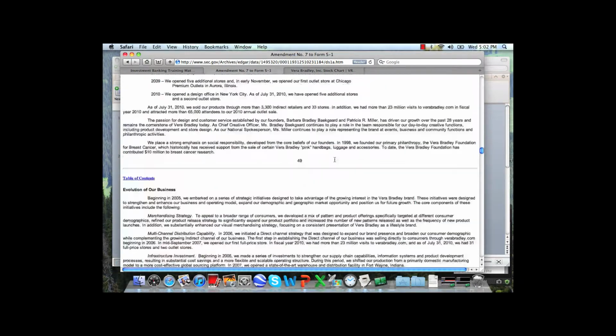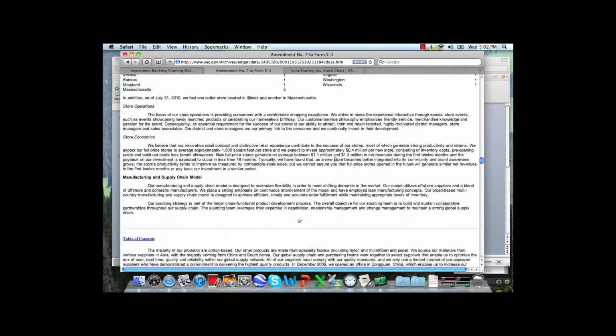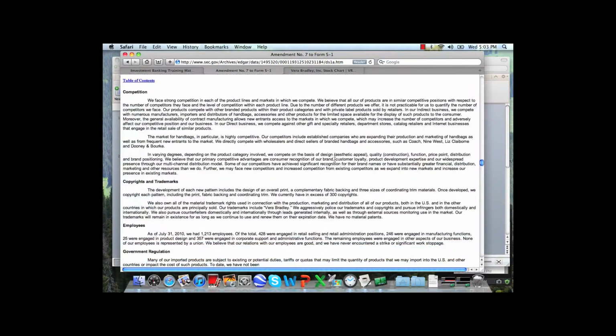Just going to flip down to page 59, where we see a little information about who the company considers to be its competitors. It names a few companies that compete in the branded handbags and accessories space, such as Coach, Nine West, Liz Claiborne, Dooney and Burke. That could be useful if somebody was doing a comparable companies analysis and wanted to think of other companies to analyze.